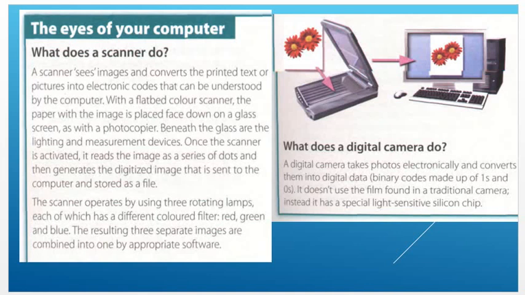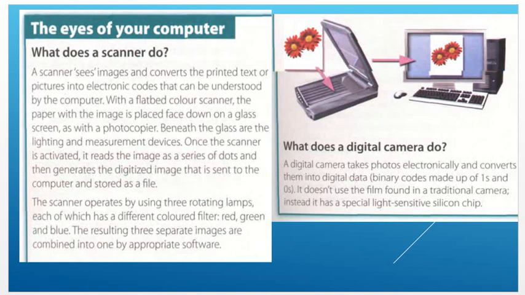With a flatbed color scanner, the paper with the image is placed face down on a glass screen, as with a photocopier. Beneath the glass are the lighting and measurement devices. Once the scanner is activated, it reads the image as a series of dots and then generates the digitized image that is sent to the computer and stored as a file. The scanner operates by using three lamps, each of which has a different color filter: red, green, and blue. The resulting three separate images are combined into one by the appropriate software.